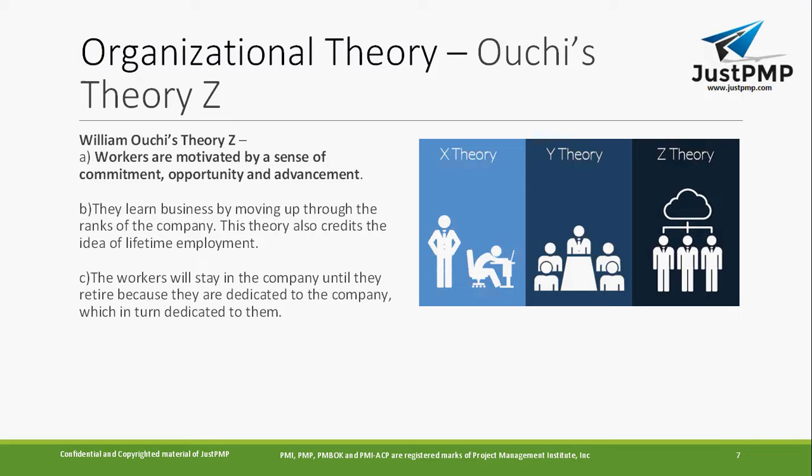Another theory is William Ouchi's theory, which talks about theory Z. Workers are motivated by a sense of commitment, opportunity, and advancement. So here they are trying to say workers are motivated by a sense of commitment, opportunity, and advancement. Let me give you an example. Mostly in a construction project, or maybe a functional organization project, you see that sometimes the resources have joined the organization, and they will be working in the same organization for 10 years, 20 years, 30 years.